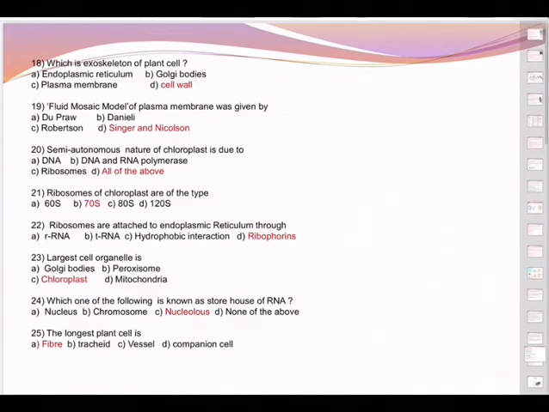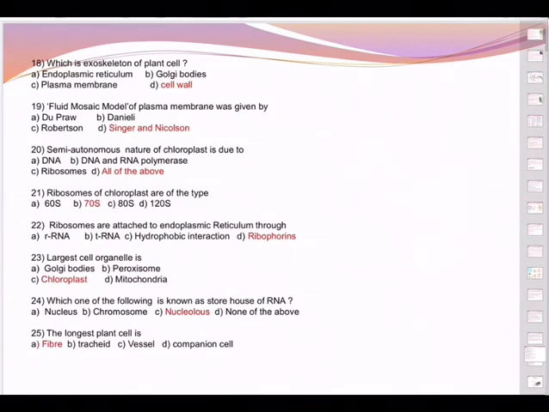And the largest cell organelle is chloroplast. That's the biggest one, chloroplast. And which one of the following is known as storehouse of RNA? That is nucleolus. Nucleolus contains RNA. It is not nucleus, remember.